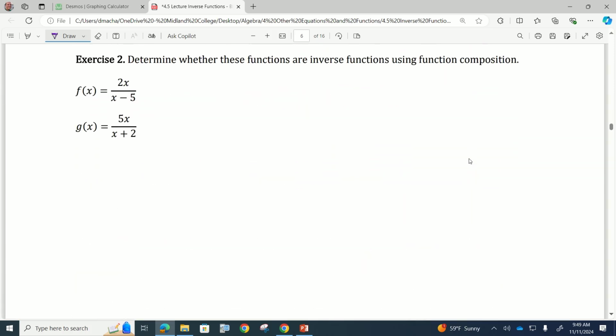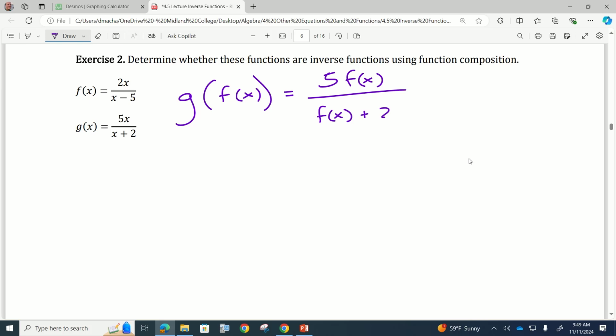Okay, determine whether these functions are inverse functions using composition. Let's mix it up this time and do g of f of x. And so my g function is 5x over x plus 2. And so I'm plugging in f of x into the argument now, so it's 5f of x over f of x plus 2. The f of x function is 2x over x minus 5.